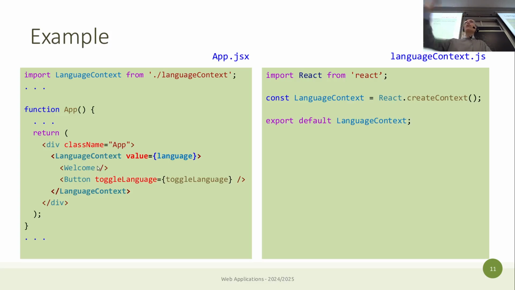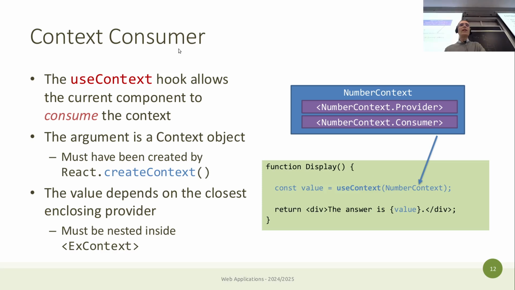So that's the way in which you provide the context to the children components, the ones which are nested inside. And then how do you use it? Well, the most convenient way is to use a hook. There's a useContext hook, which is a function of React you can call that gives you the value that corresponds to the provider once you give the name of the context. The value depends on the closest provider. If there's just one, it's the one that you provided.